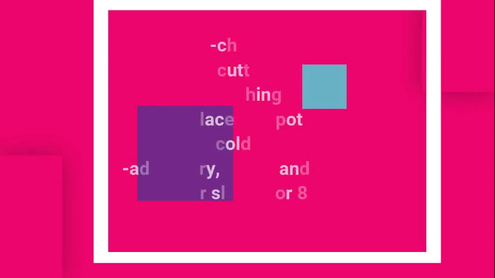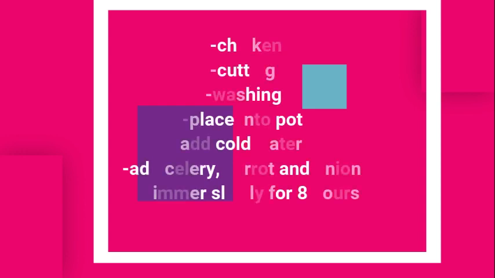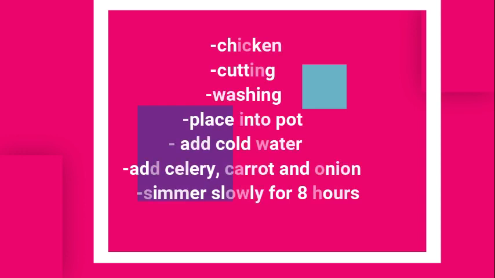The first menu is chicken porridge. Do you guys know how to make chicken porridge? We use chicken stock to make the porridge more tasty. There are 7 steps in making chicken stock. Firstly, when we receive chicken from the supplier, the chicken is cut and washed cleanly and placed into a pot. Then, an amount of cold water is added into the pot together with celery, carrot and onion. Lastly, the stock will be simmered slowly for about 8 hours.